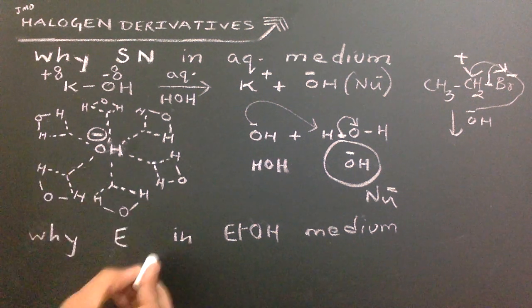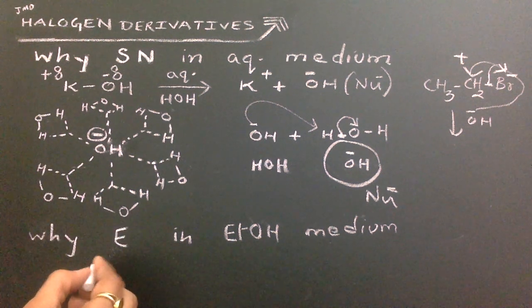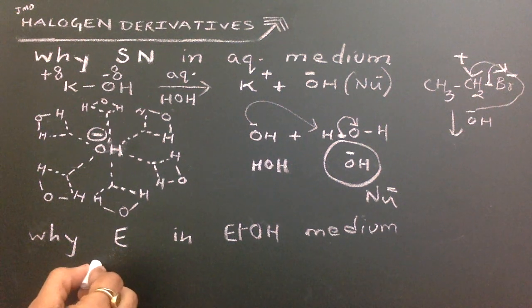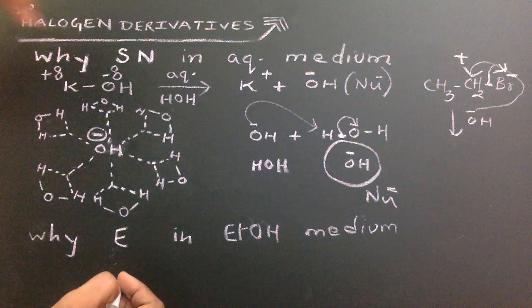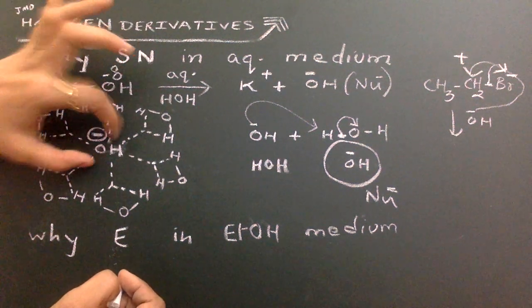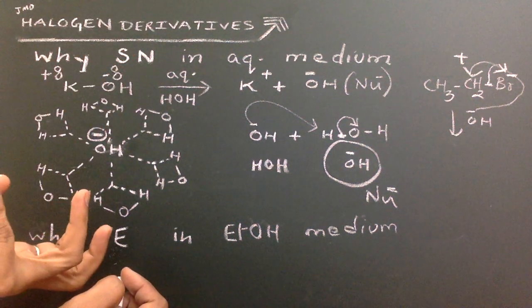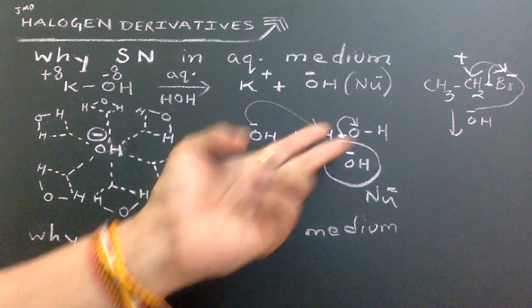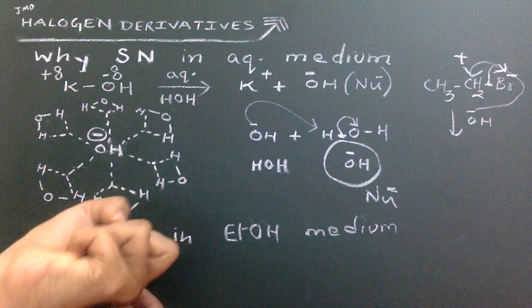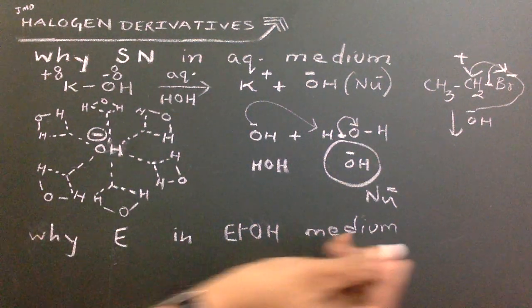But when elimination is taking place, what you should understand first of all is why elimination doesn't take place here. Elimination doesn't take place because OH minus is already hydrated. It can take hydrogen from water. It is absorbing the entire water into it. So why will it undergo elimination?